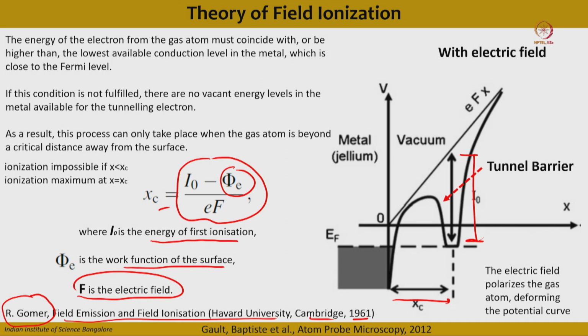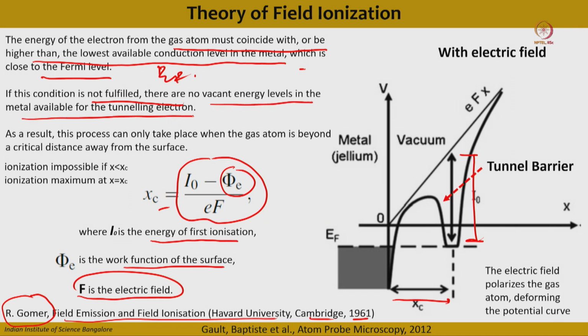If we revise it, the energy of the electron from the gas atom must coincide with or be higher than the lowest available conduction level in the metal, which is close to the Fermi level, called EF, as I explained in the previous slide. And if this condition is not fulfilled, there are no vacant energy levels in the metal available for the tunneling of the electron.